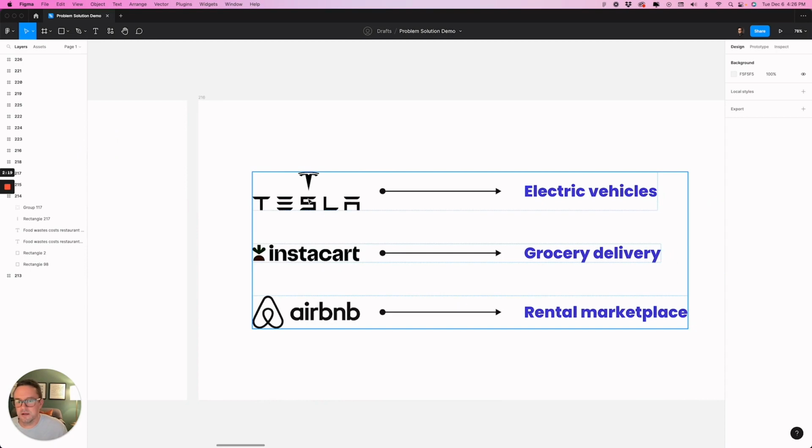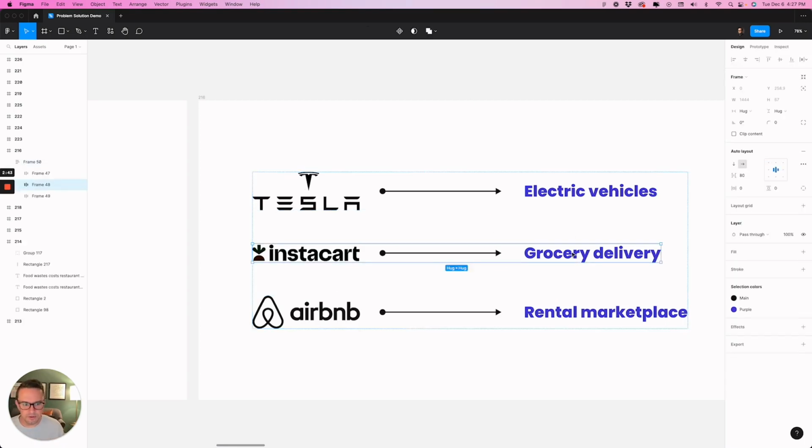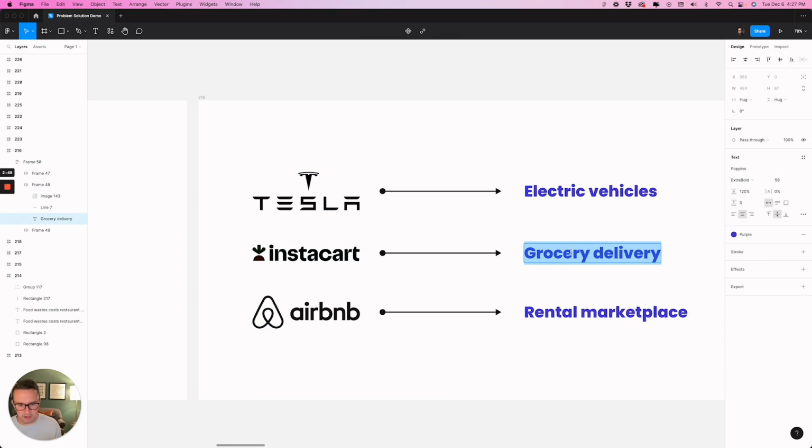If you look at Tesla, the concept is electric vehicles. So their solution to climate change or renewable energy and things like that is electric vehicles. They just happen to be best positioned to deliver that electric vehicle. So the concept is electric vehicle. Instacart is grocery delivery to your house. And that's the concept. Instacart just happens to be best positioned to do that.